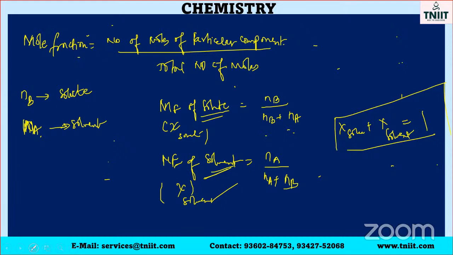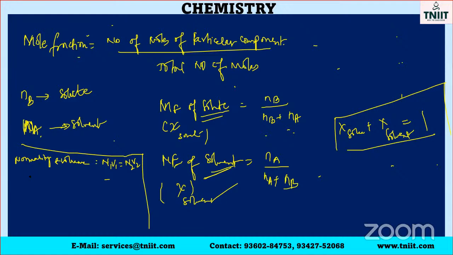Now, I'm going to give you a list of formulas which will be useful for you, so I'll write them here itself. First, the normality and volume relation, which is N1 V1 equals N2 V2. The normality of one solution into the volume of that solution will be equal to the normality into the volume of the other solution.